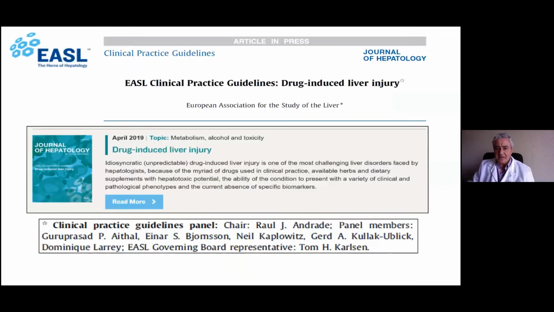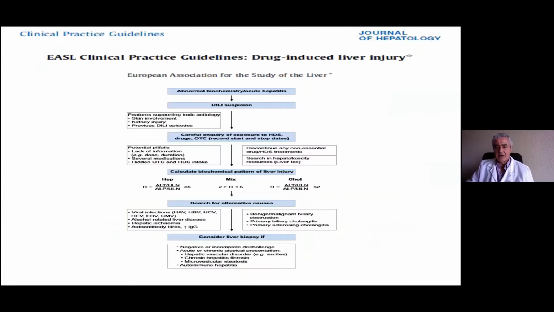So very recently, in the EASL Clinical Practice Guidelines launched by the European Association for the Study of the Liver and published in the Journal of Hepatology last year, we proposed a stepwise approach to DILI diagnosis in this algorithm, in which DILI suspicion, when facing any abnormal biochemistry or acute hepatitis, is the most important initial step, followed by a careful inquiry on exposure to herbal dietary supplements, over-the-counter or prescription drugs, and very importantly, recording start and stop dates. This is a very important point. Record the initiation and the stopping of therapy.